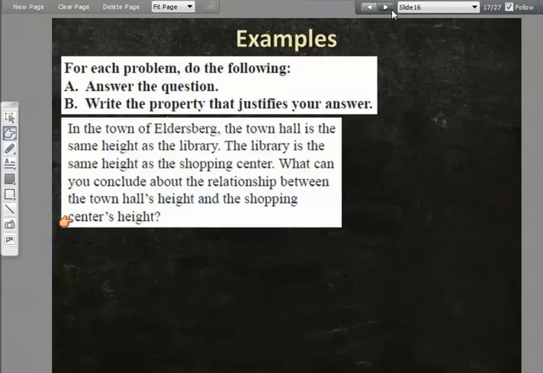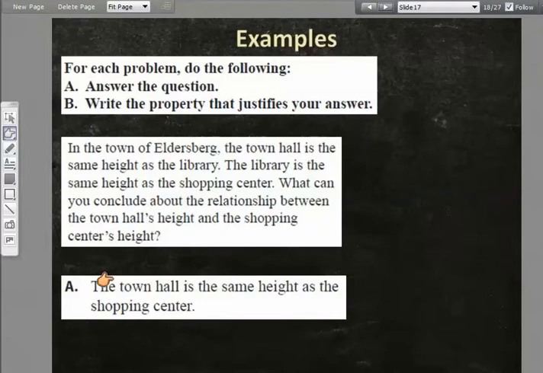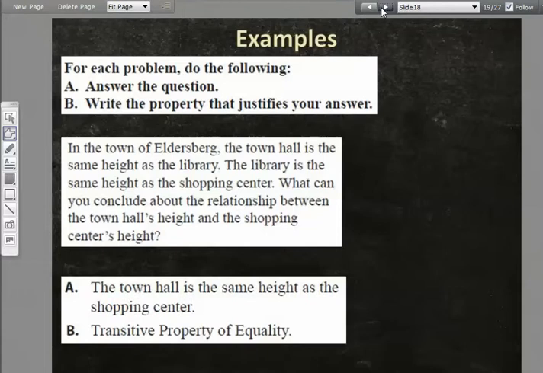Well, let's see what the answer is for A. The town hall is the same height as the shopping center. Okay, because remember, town hall, same height as library. Library, same height as the shopping center. So their conclusion is that town hall is the same height as the shopping center. That's a pretty good conclusion. But then what property justifies this? Okay, it's going to be the transitive property of equality. That's where you have 3 different things that are all the same.